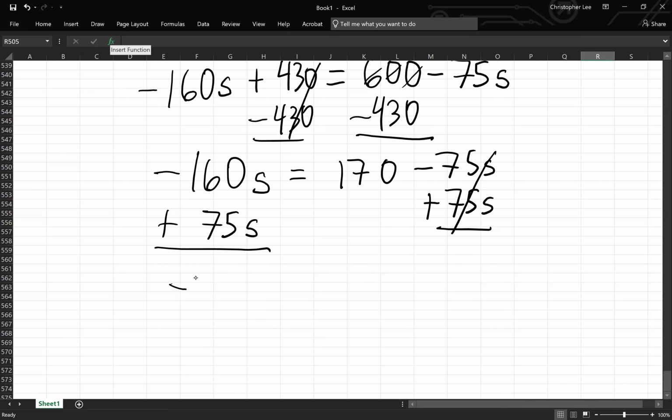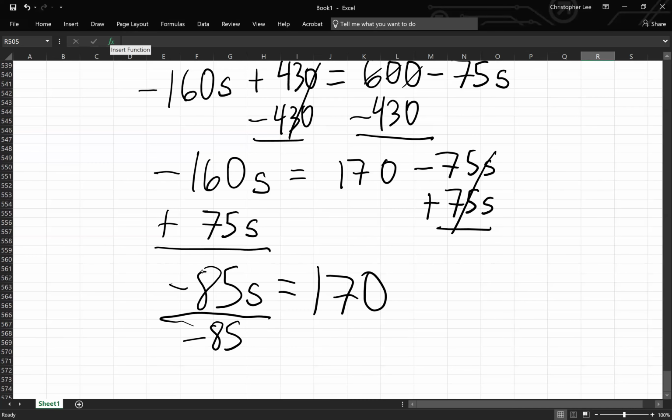Yeah, that sounds about right. Negative 85s equals 170, right? What do you do after that? Divide by what? Divide by negative 85, right? What you do to one side, you gotta do to the other.